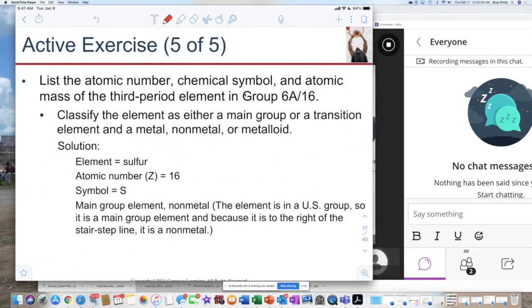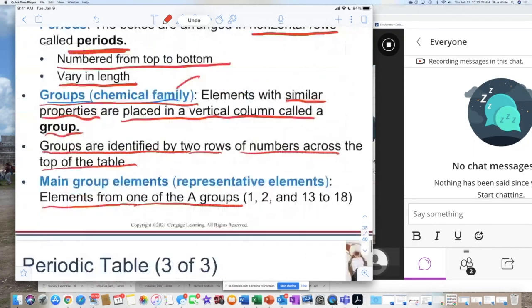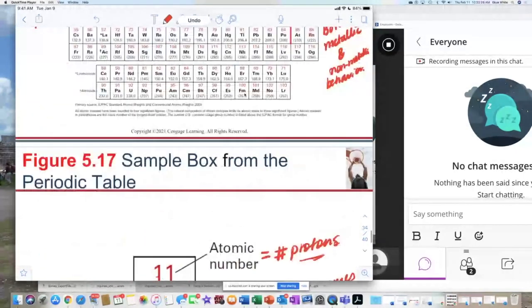Okay, moving on. It says right here, list the atomic number, chemical symbol, and atomic mass of the third period element in group 6A. Third period. Okay, we can do that. I know the answer is right here, but the goal is for us to learn this. So let me go back here. We'll work on a homework problem where we can't see the answer ahead of time.